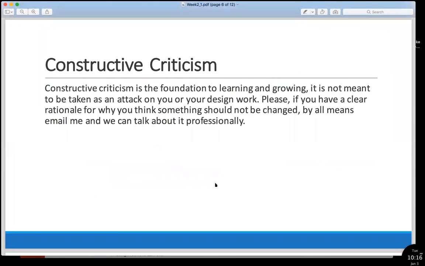All right, so let's talk a little bit about constructive criticism, okay? As this says, constructive criticism is the foundation to learning and growing. It is not meant to be taken as an attack on you or your design work. Please, if you have a clear rationale for why you're thinking something should not be changed, by all means, email me and we'll talk about it professionally.